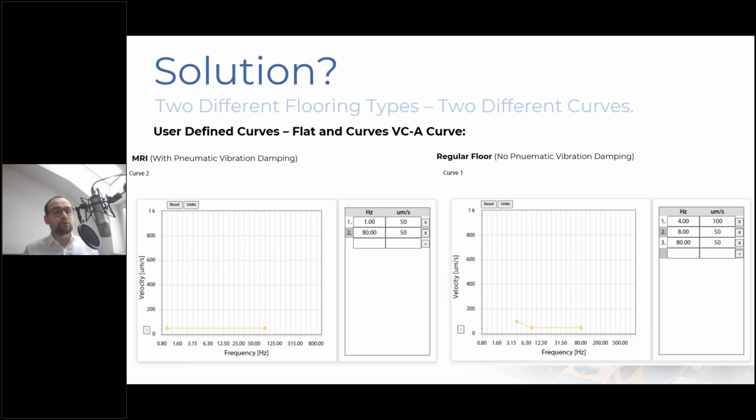Now, in the 803, which we'll talk a little bit about today, this is possible. So make sure that the hardware you choose allows you to define your own frequency versus amplitude curves so that you have the ability to change that.